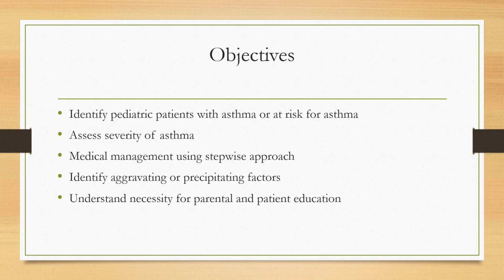In today's objectives, we're going to be talking about how to identify a pediatric patient who's at risk for asthma. We're going to talk about assessing the severity of asthma, which is really important. You really need to understand what level of asthma you have based upon your symptoms. We're going to talk about the medical management of using a stepwise approach. What that means is when you identify the severity of your asthma and you're on a treatment plan, you need to recognize when your asthma gets worse. And there are some objective ways that you can measure this.